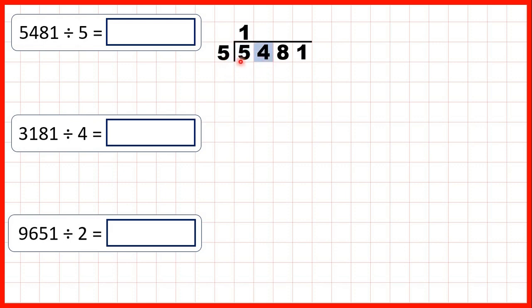4 divided by 5 is 0, remainder 4. 48 divided by 5 is 9, remainder 3, because 9 times 5 is 45. Then we need 3 more to get to 48. And now 31 divided by 5 is 6, remainder 1.